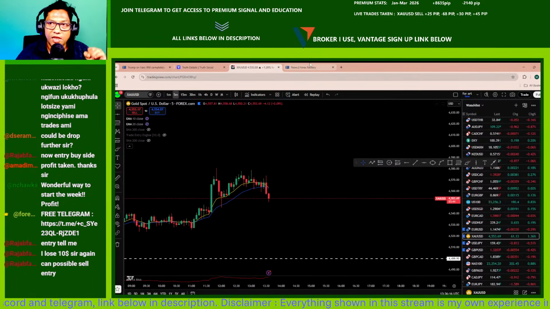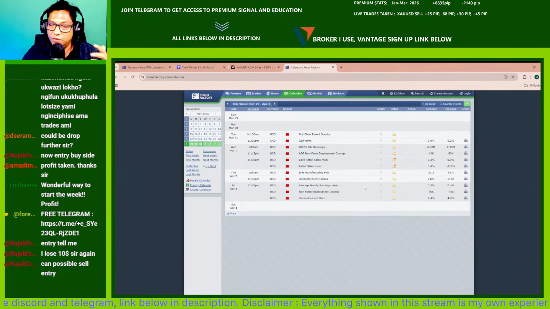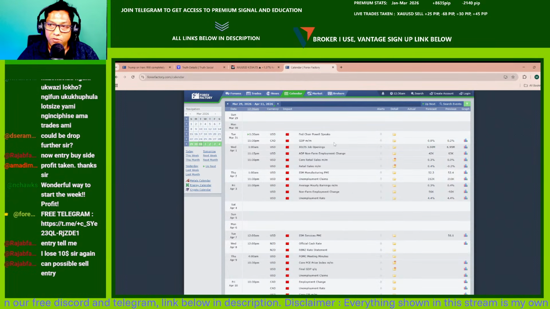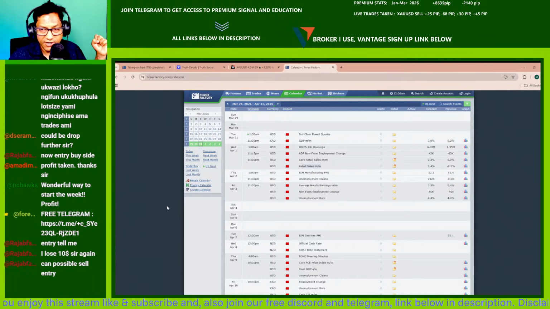As NFP is coming up, if you look at the calendar, it's just the beginning of the week. Today is already the 31st. Tomorrow, or rather after tomorrow, we have JOLTS job openings, followed by ADP non-farm employment change, core retail sales, followed by NFP on Friday, right?